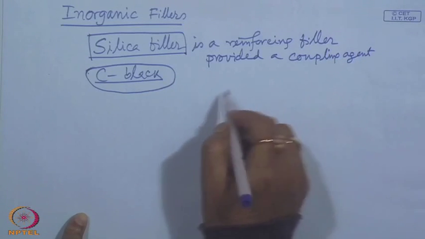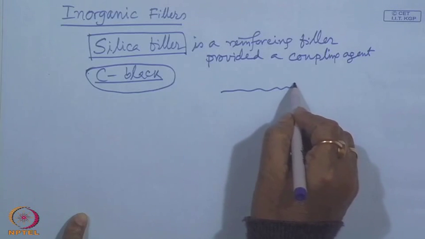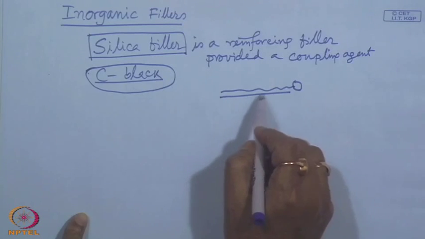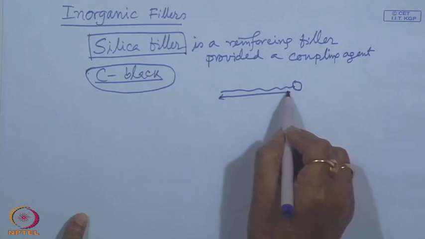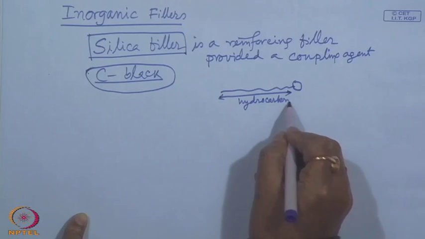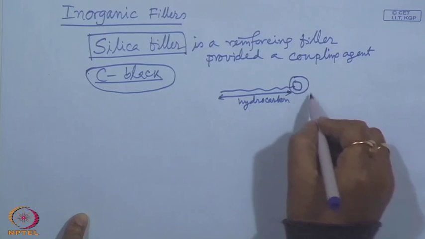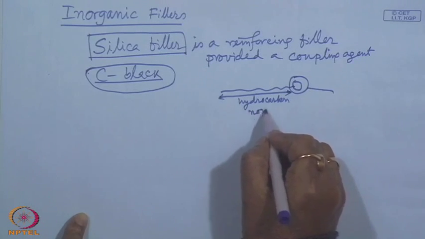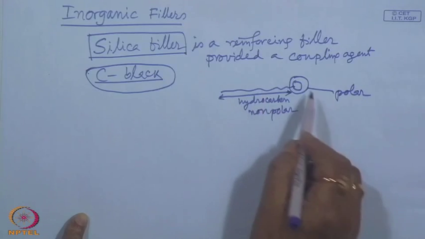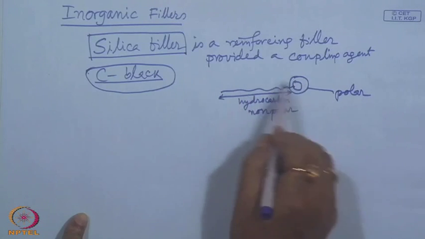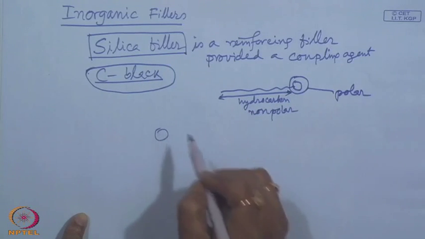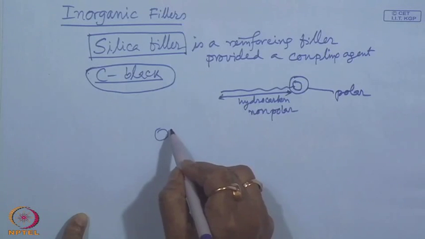What is this coupling agent? A coupling agent will have two parts. One is an organic part, that means the hydrocarbon part, which is non-polar, and the other is a polar part. So, what will happen? If such a compound is used along with silica filler, the silica particle will be covered by these molecules like this.